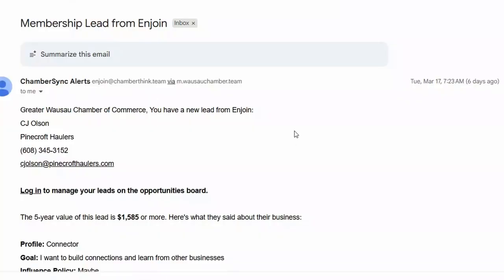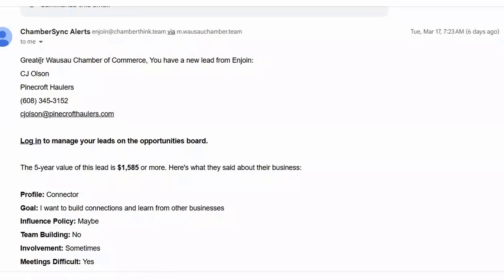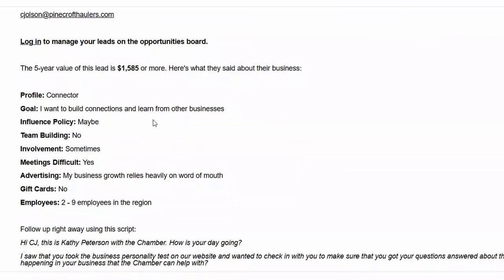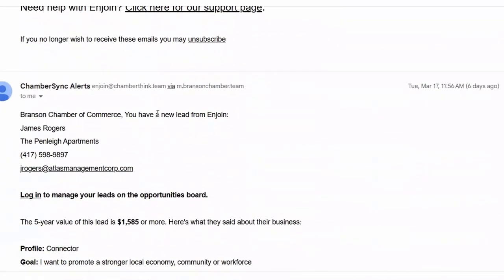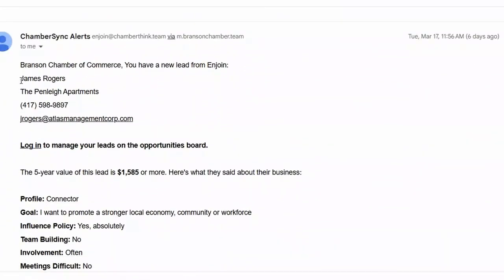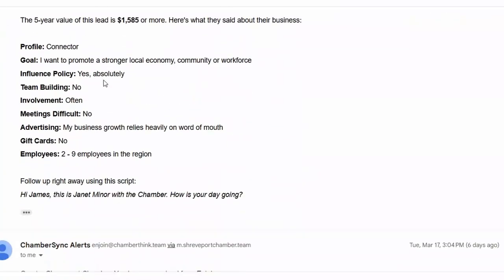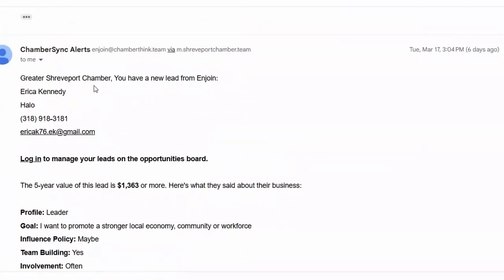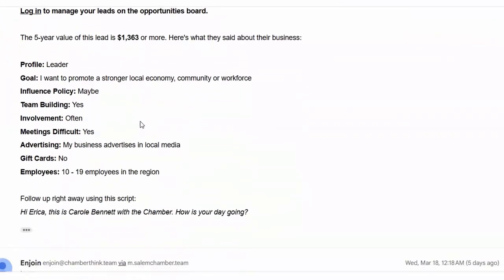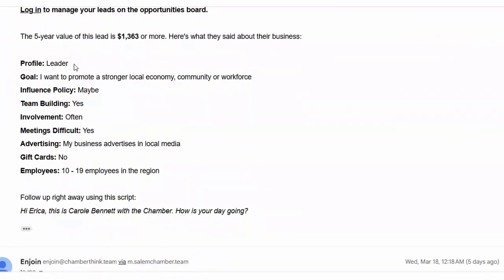I'm just going to show you real quick what our email alerts look like. This is the lead for the Greater Wausau Chamber. It's a hauling company, and they're a connector. And the Branson Chamber got a lead from an apartment complex, and they're also a connector. The Shreveport Chamber in Louisiana got a lead from a company called Halo, and they are identified as a leader.